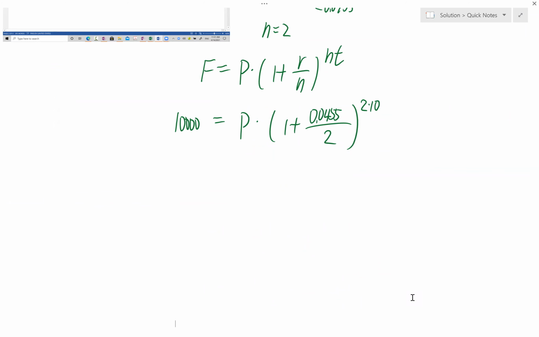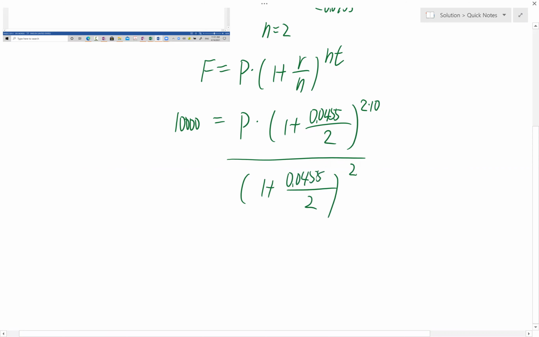All right, so now the present value should be equal to 10,000 divided by this. So divide both sides of the equation by the exponent on the left.